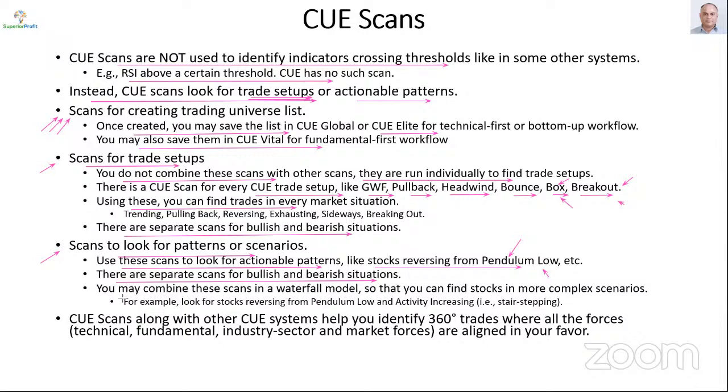You may combine these scans in a waterfall model so that you can find stocks in more complex scenarios. For example, look for stocks reversing from pendulum low and activity increasing, that is stair stepping. Q scans along with other Q systems help you identify 360-degree trades where all the forces, technical, fundamental, industry, sector rotation, market forces are aligned in your favor.